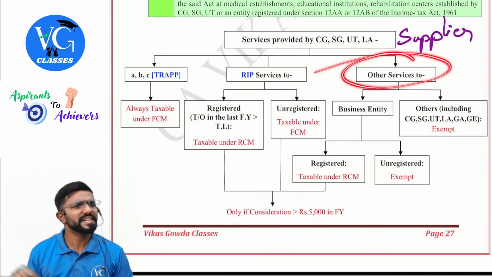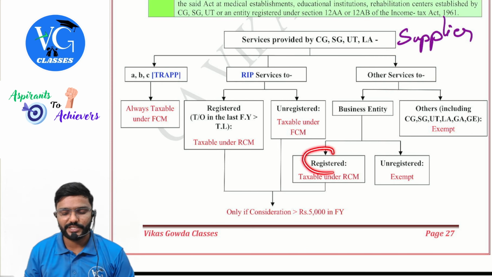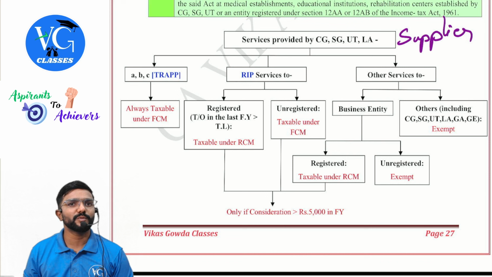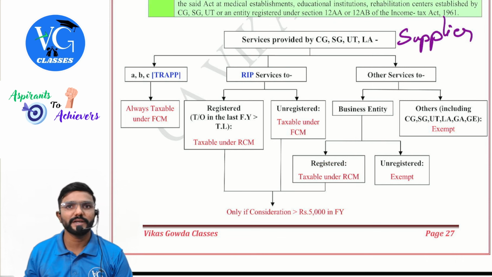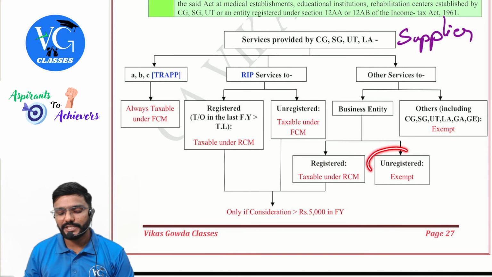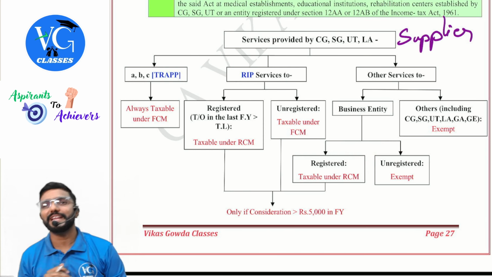Next, other services. Any other services, guys. If it is provided to a business entity, check whether they are registered, means last year their turnover is more than 10, 20 or 40 lakh. Then it is taxable under RCM. If they are unregistered, means last year their turnover was up to 10, 20 or 40 lakh.